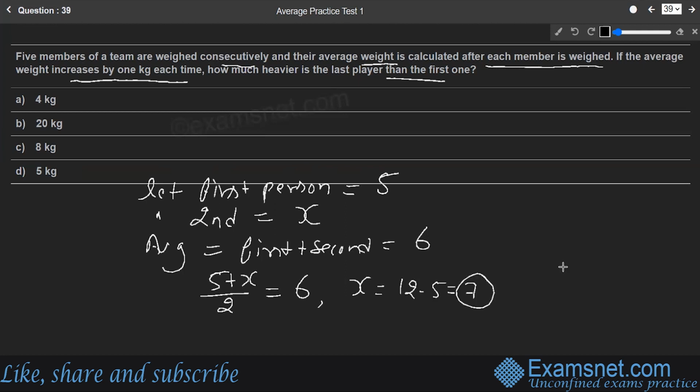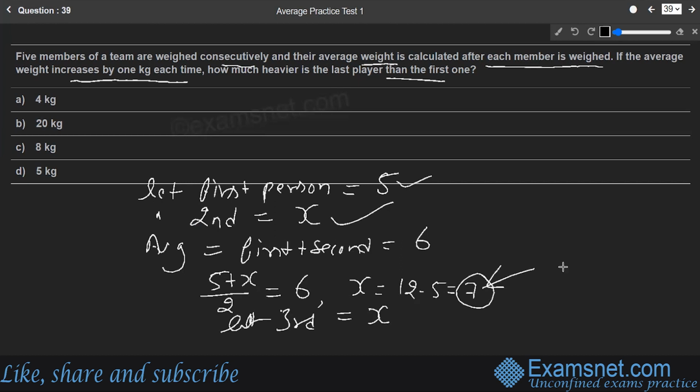So that is the x value. So the second person's weight is 7, first person's weight is 5. Now again the same step we have to calculate after having weighed 7 kg. Now we have to assume the weight of the next member. Let the third person's weight again be assumed to be x.